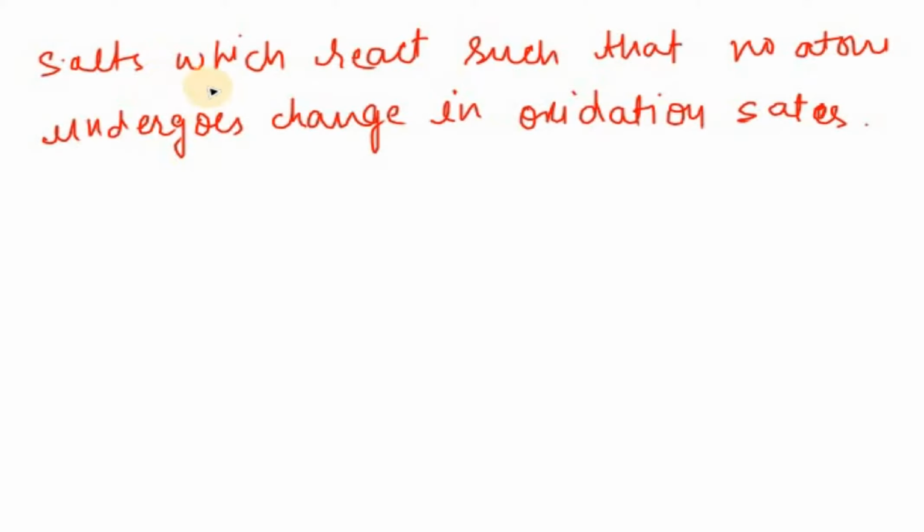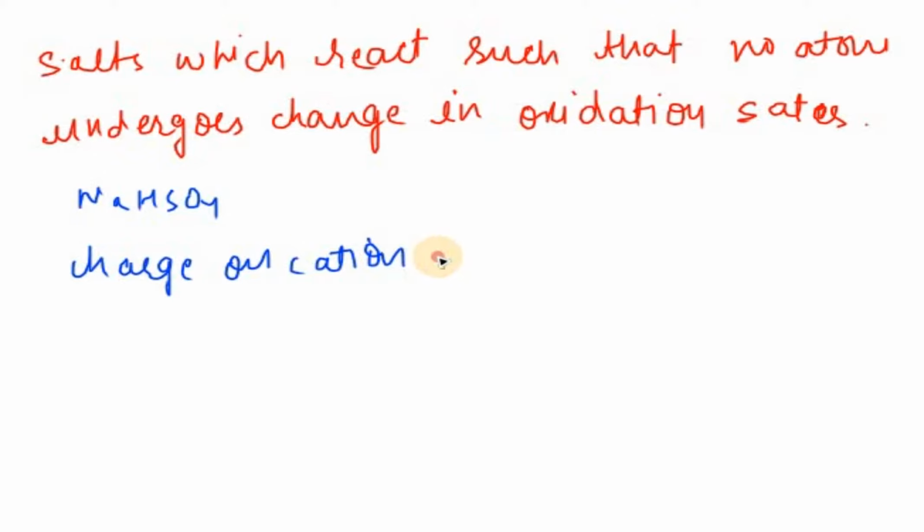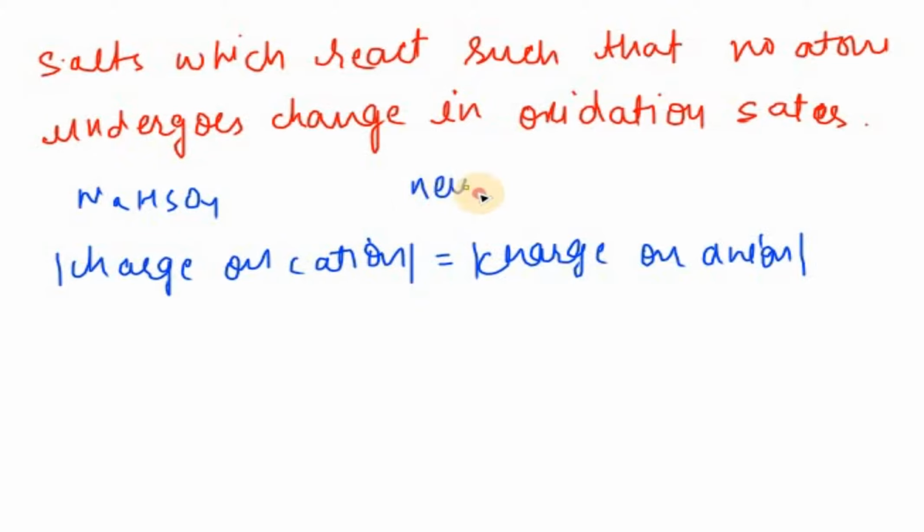So here we gonna talk about salt which reacts such that no atom undergoes change in oxidation state. Like if we have a salt like NaHSO4, in this type of case, we calculate either the charge on cation or the charge on anion. They must be equal. So whenever we are talking about a salt which does not undergo change in oxidation state, we know when it is a salt it must be neutral. When it is neutral, the charge on cation should be equal to the charge on anion.